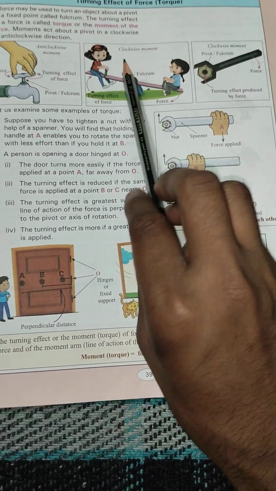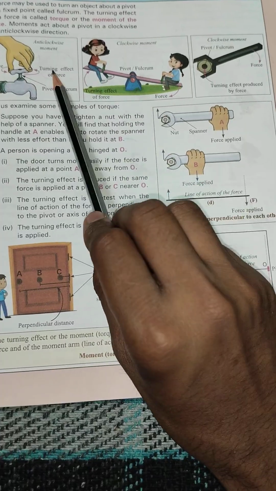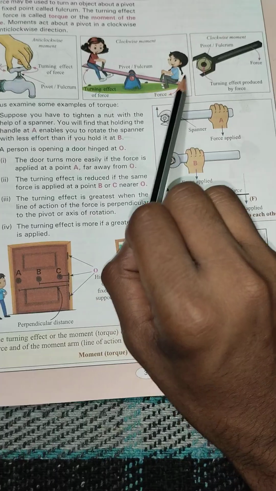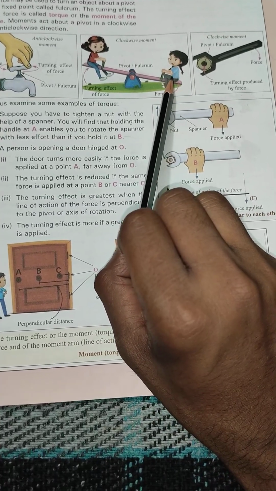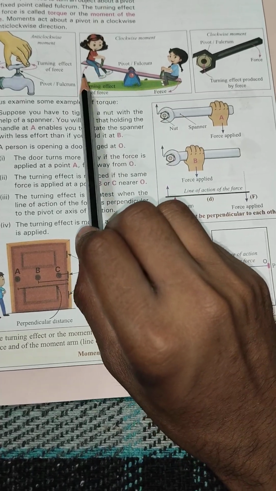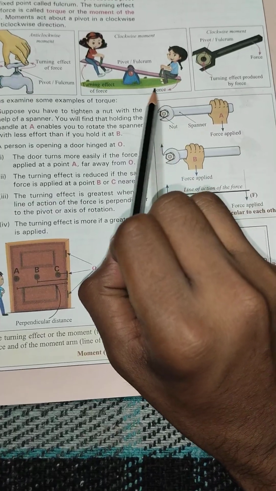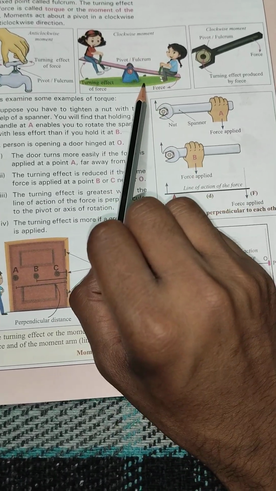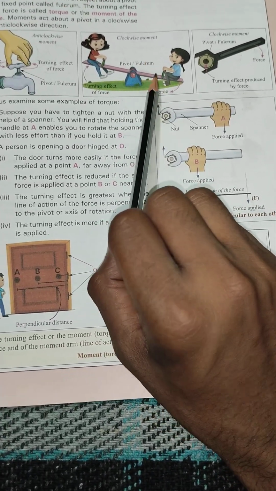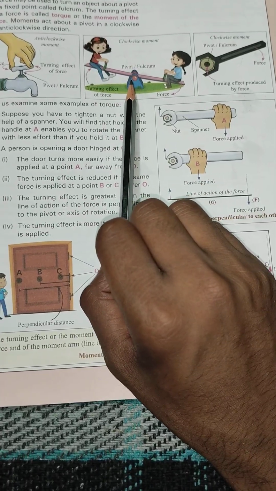In the case of the seesaw, this is the supported point, or the pivot, or fulcrum. Two persons are sitting opposite each other. The force given by this person is acting in the clockwise direction, and similarly the other acts in the anticlockwise direction. The red color indicates the force producing the moment of force, the turning effect of force about a particular point, a fixed or turning point.